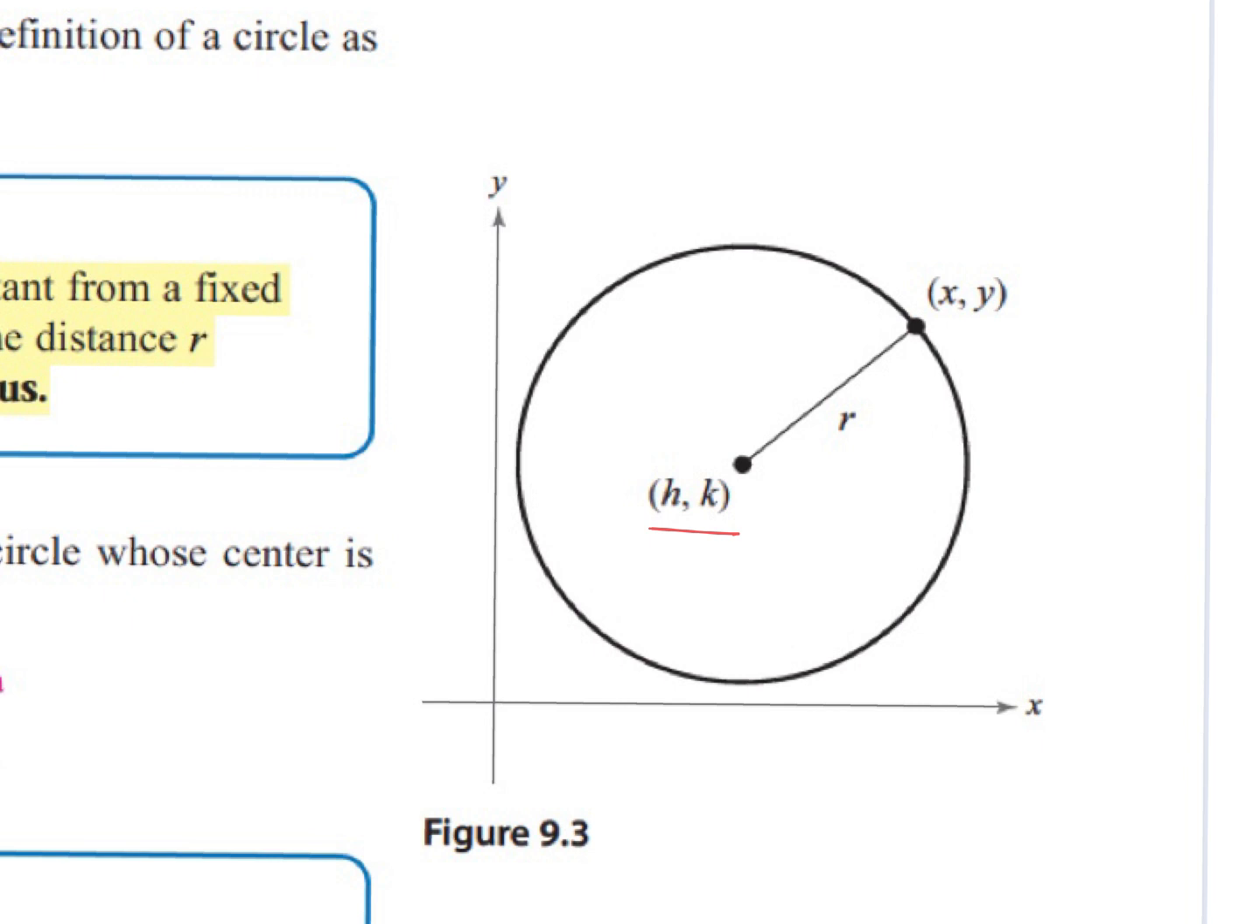If you were given a center and a point on the circle, and they asked you to find the radius, what is the formula that you would use to find the radius? How long is the distance from the center to the radius? What formula would you use? The distance formula. If you're finding the length, you would use the distance formula.